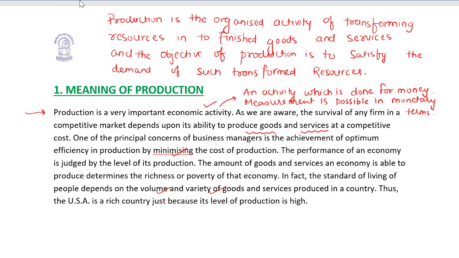Thus the USA is a rich country because the level of production is high, and Ghana is a poor country because the level of production is low.